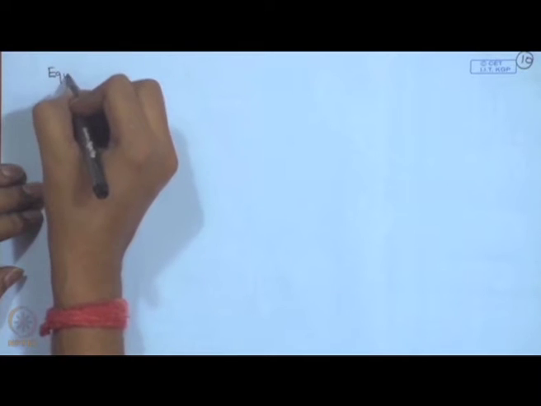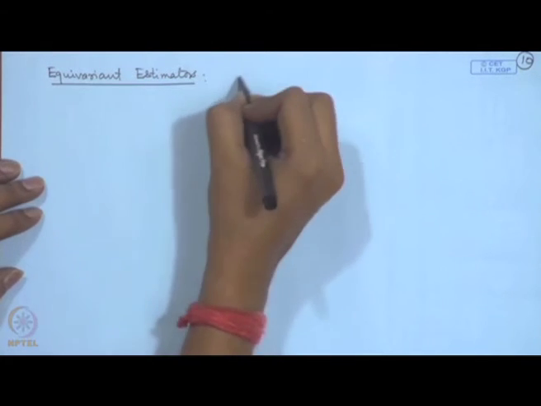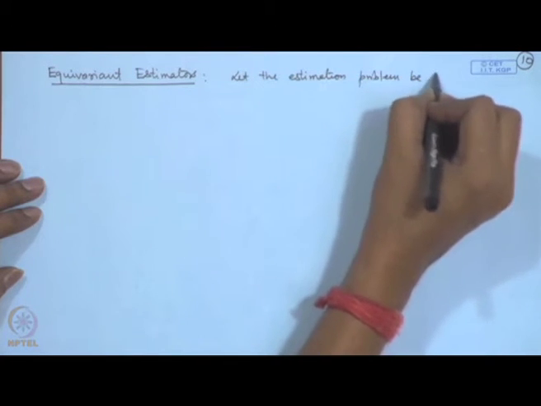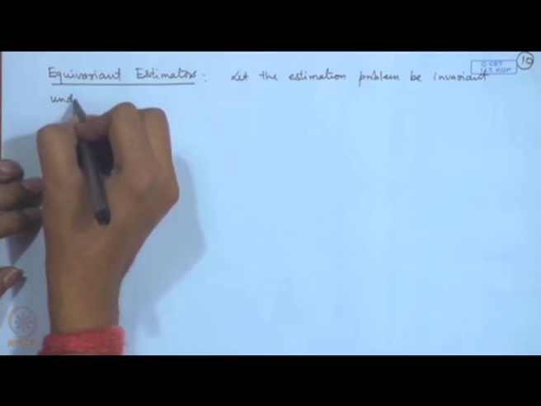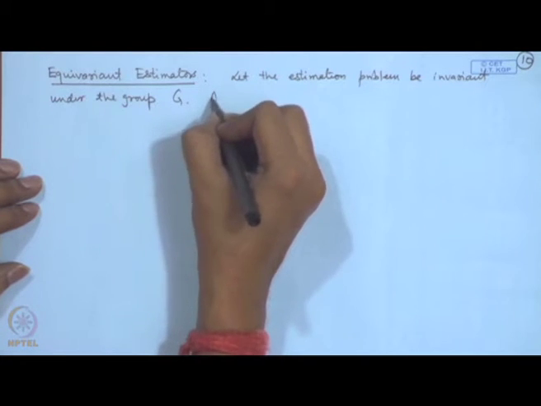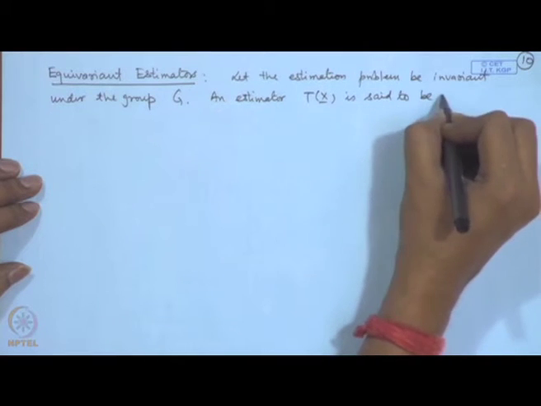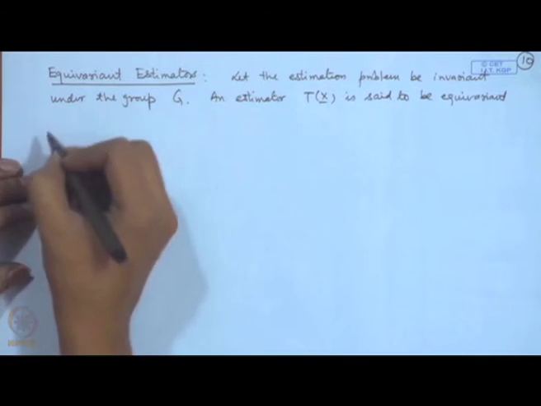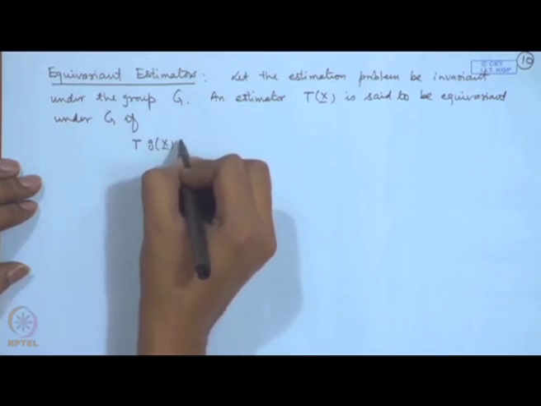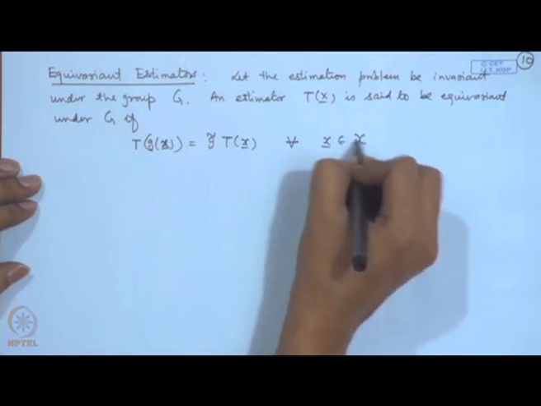Now, we define equivariant estimators. Let the estimation problem be invariant under the group G. Then an estimator T(x) is said to be equivariant under the group G if T(g x) is equal to g tilde of T(x) for all x, for all g.